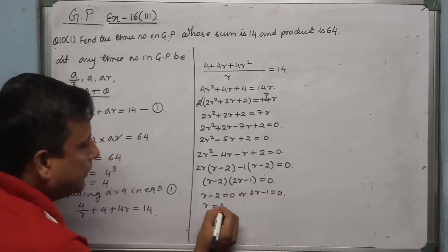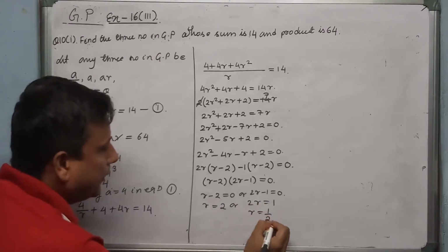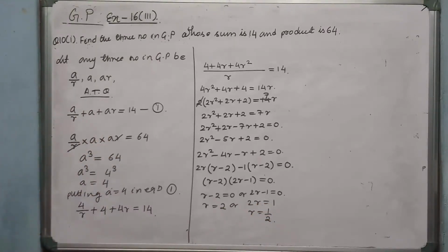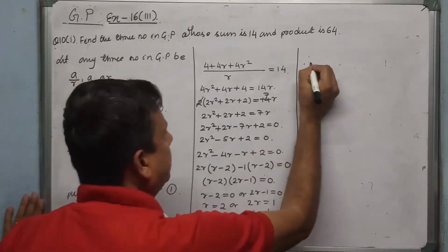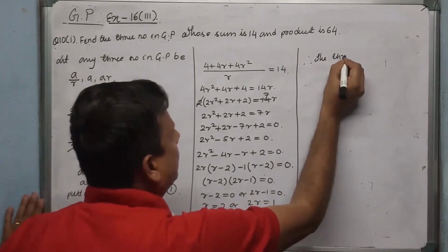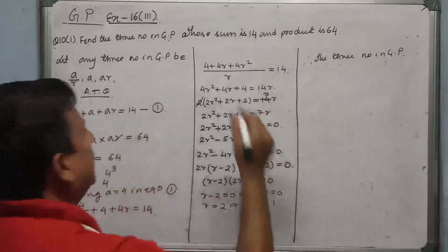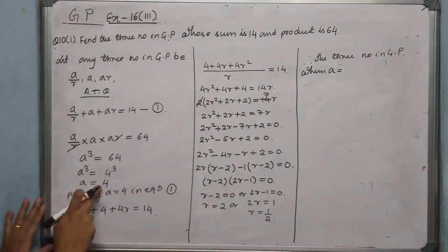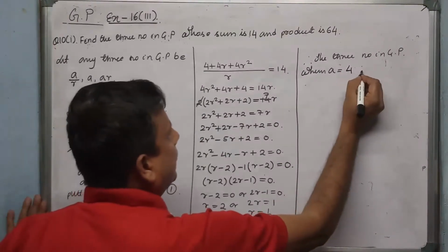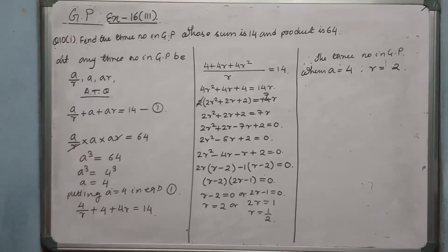Then R is equal to 2, or 2R is equal to 1, then R is equal to 1 by 2. Now in this case we have two different values of R. Now after getting A and R, we can write the numbers. Therefore the three numbers in GP, when A is equal to 4, R is equal to 2.